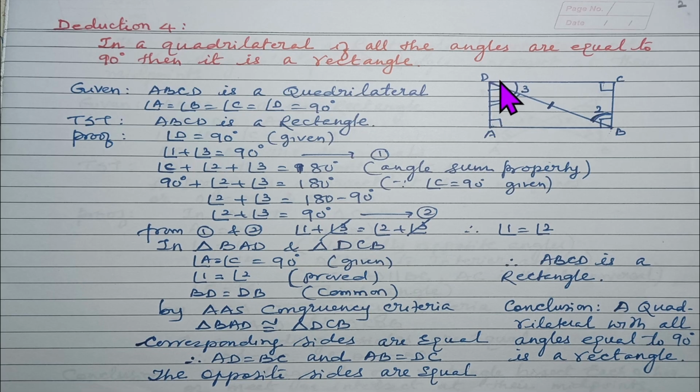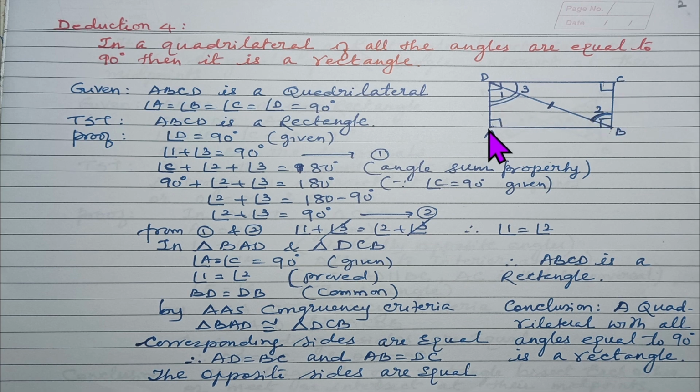Now if you observe here, angle D is equal to 90 degrees. It means that angle 1 plus angle 3 is equal to 90 degrees. Let us call it statement 1, equation 1. Now in the triangle BCD, angle C is 90, angle C plus angle 2 plus angle 3 is 180, and therefore angle 2 plus angle 3 is equal to 90 degrees. Earlier in the first equation we had angle 1 plus angle 3 equal to 90. It means that angle 1 plus angle 3 is equal to angle 2 plus angle 3. Angle 3 cancels. Now we have proved that angle 1 is equal to angle 2.